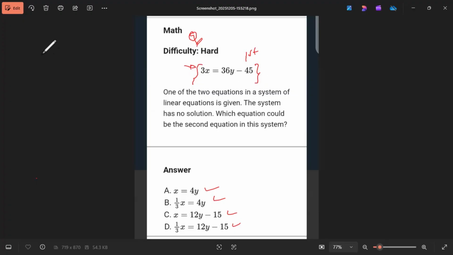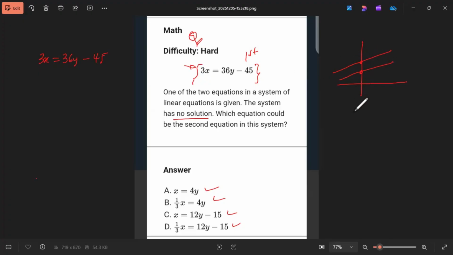Now, when you have a system of equations and you're told that the system has no solution, what does it mean? It means that the lines are parallel. So this is just a crash course. When the lines are parallel, they have the same slope, but they don't have the same intercept. So when they have no solution, it means that the lines are parallel.